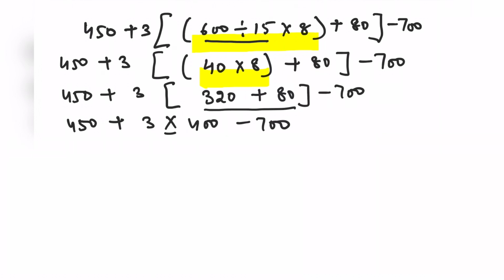Now in this line, we have to solve multiplication first, this one. 400 multiplied by 3, we get 1200.